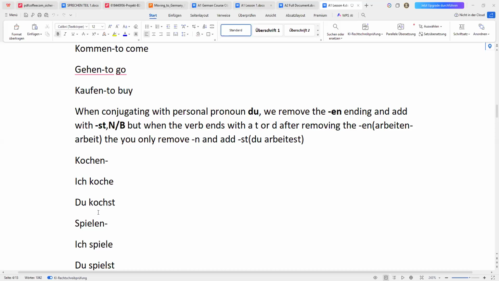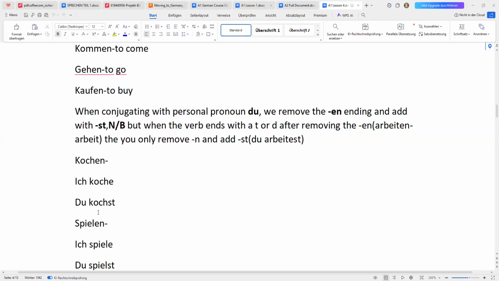So I've said with the ich, you just remove the n at the end of that German verb and you say it with the ich. That is the present tense form. That is the conjugation that I was talking about. With the du, you remove the en, you add the st, and with the spielen it is du spielst. So that is the rule with the du.